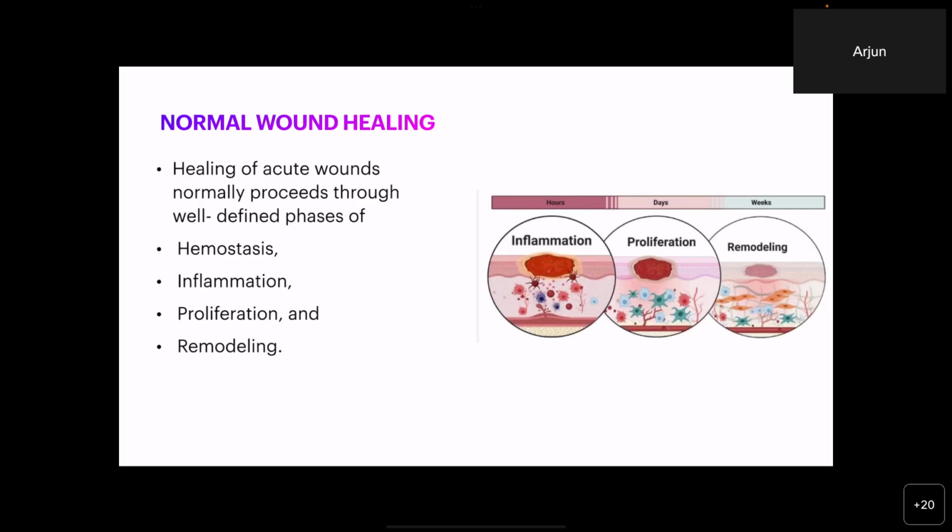Coming to the proliferative phase, in this phase there is release of platelet-derived growth factors, transforming growth factor beta, and vascular endothelial growth factors by multiple cells, but primarily by the macrophages. In this phase, there is recruitment of fibroblasts and initiation of angiogenesis. Coming to remodeling, this is a process in which type 3 collagen is largely replaced by type 1 collagen.